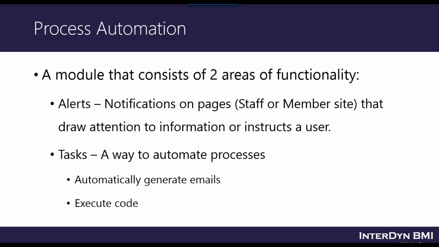And what tasks allow you to do is automatically generate emails. Let's say when something happens, I want to send an email out, like, for example, I pay my dues. You want to send out a little email saying, thank you for paying, immediately after I do that. Or it can execute code. Sometimes we have jobs that are running behind the scenes, maybe to update data and things like that. So we can also use it to execute code. But like I said, we're going to focus most of our attention on the alert side of things today.